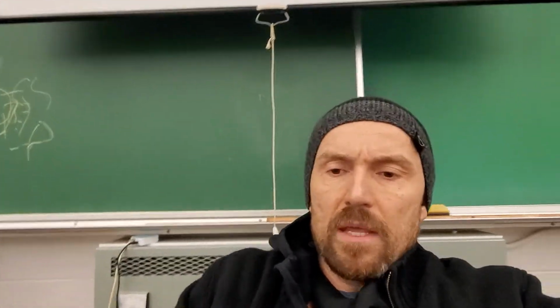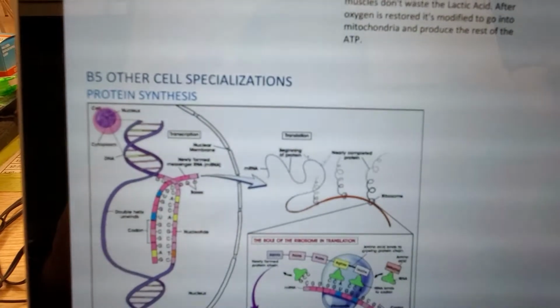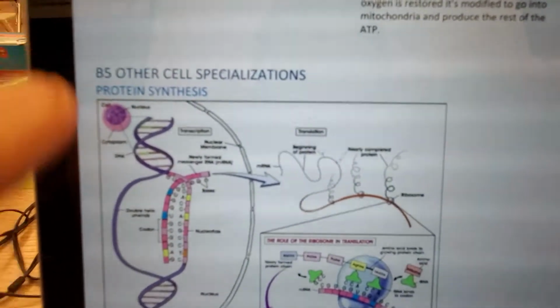Okay, so today we're going to talk about other cell specializations. What are some other things that cells do? The main thing is they want to get nutrients, but they get those nutrients so they can do other stuff. So what are the other things that these cells do? One of the things is protein synthesis.